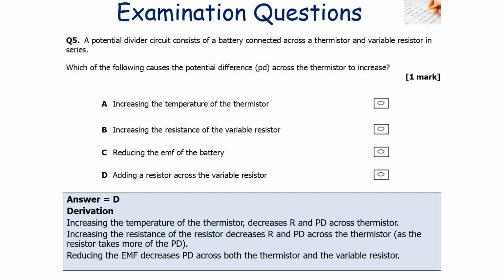Well, our answer for this is D, because increasing the temperature of a thermistor decreases R in the thermistor, and therefore the PD across the thermistor will go down. Increasing the resistance of the resistor decreases the PD across the thermistor, because the resistor will take more of that PD from the battery, so the thermistor will have less. And finally, reducing the EMF will decrease the PD across both the thermistor and the variable resistor, because there's just less energy going into the circuit. So our answer would be D.